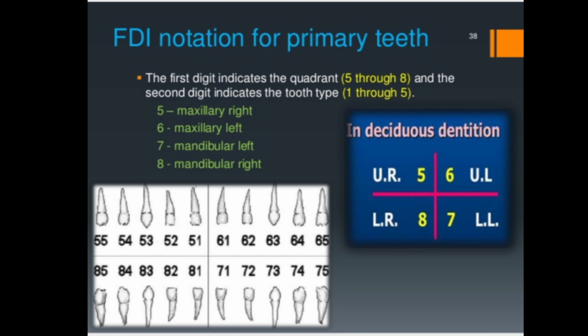5 1 is the central incisor of the right upper side of the deciduous dentition, and 5 5 will be the second molar of the upper right side.